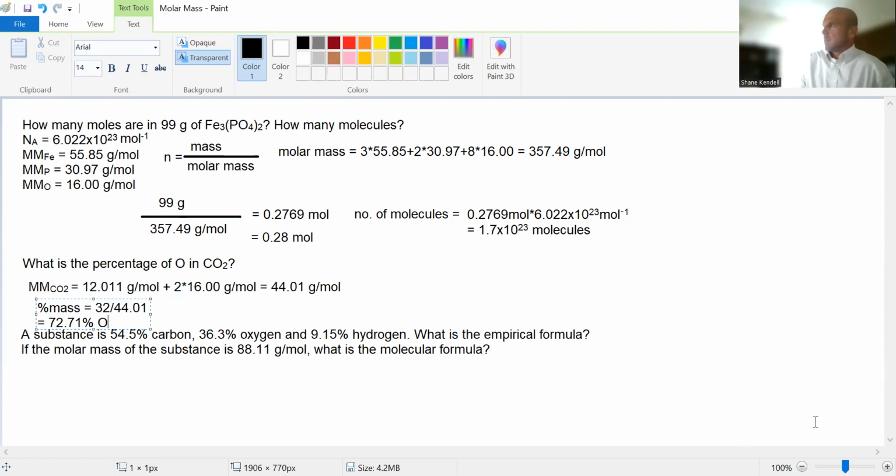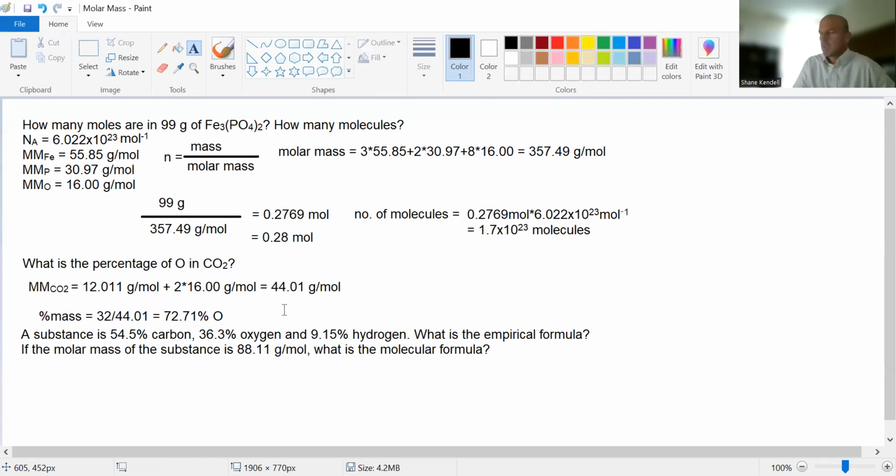Percent oxygen. Okay, I'll put it on one line if you like. Okay. So hopefully that is easy enough to follow.